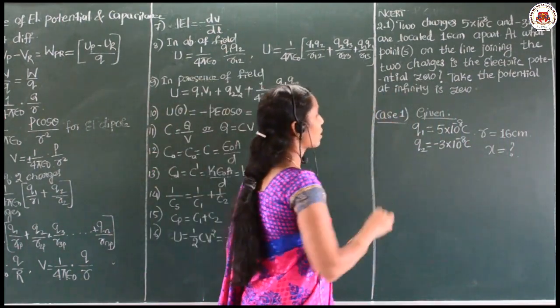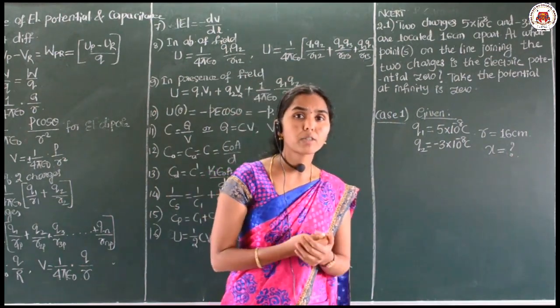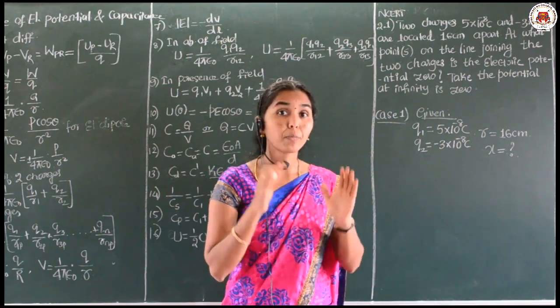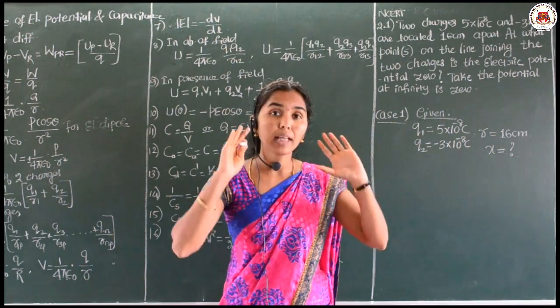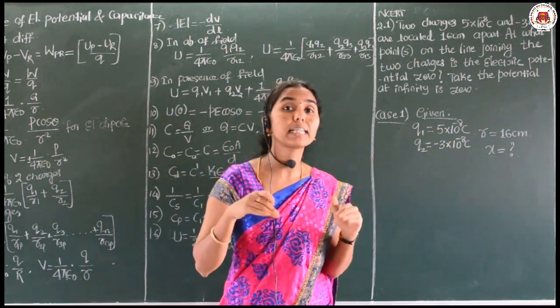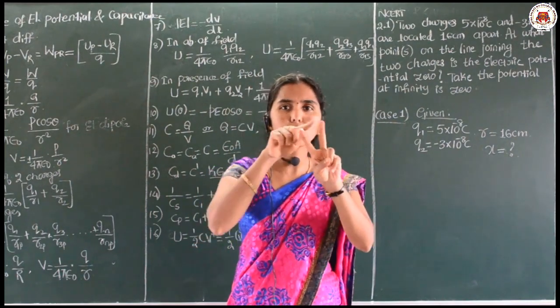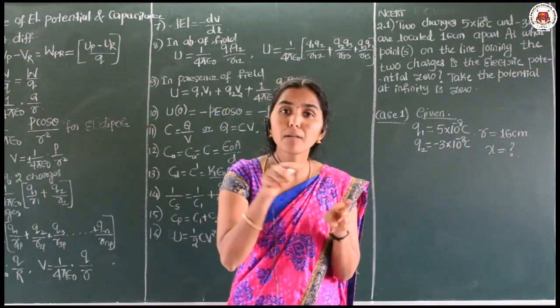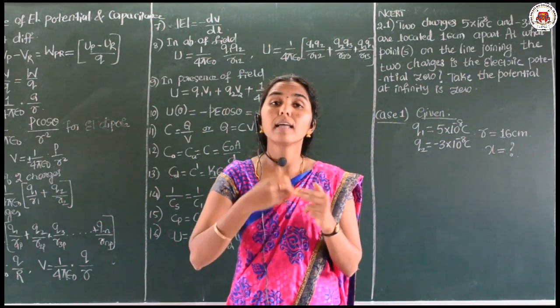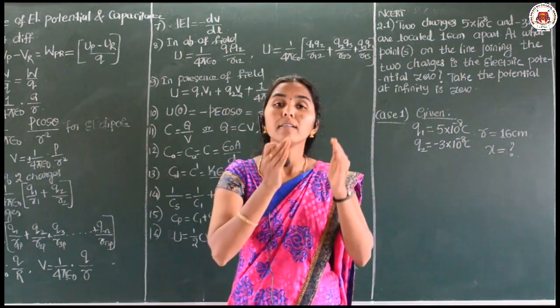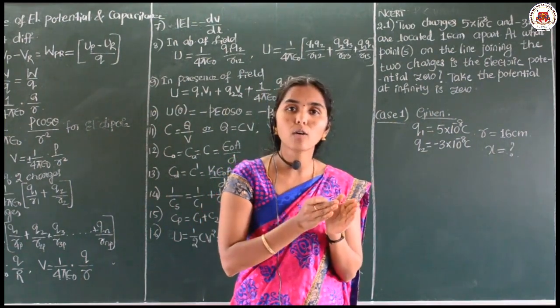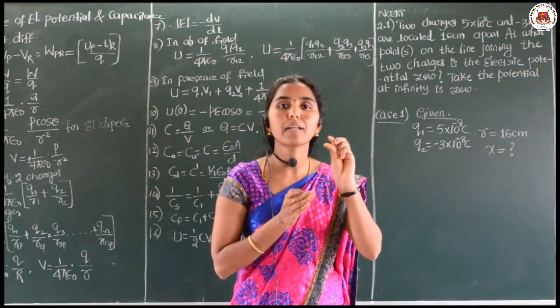Yes, for this, which formula should we take here? Potential is given. Then they have also given that the total potential is 0. Then it is very clear, 2 charges are there, which means 2 potentials are there. The sum of them should be 0, right?